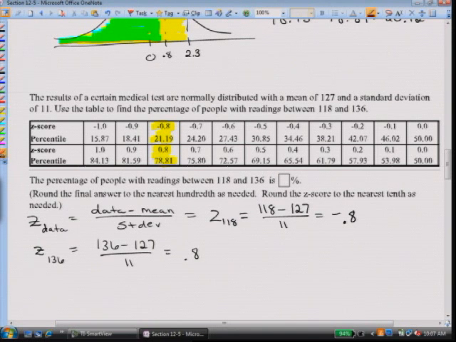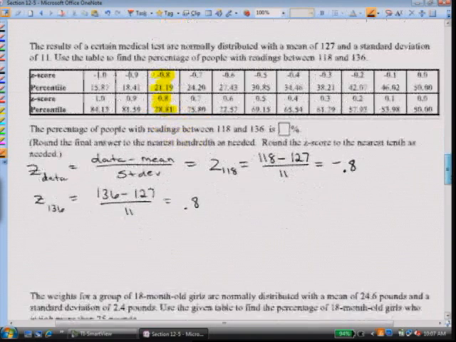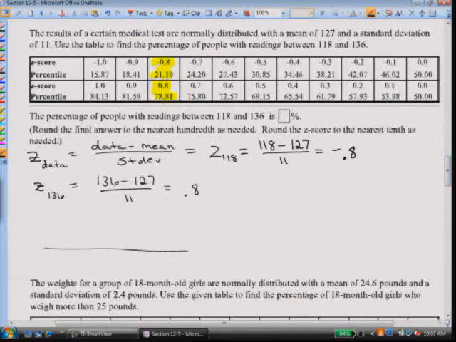What do we do with those? Well, I always like to draw a picture. So there's my standard normal, zero's at the middle, and I'm going to put negative 0.8 and positive 0.8 on either side of it. What I'm looking for is the area in between negative 0.8 and positive 0.8, because that's the people with the readings in between there, 118 and 136.